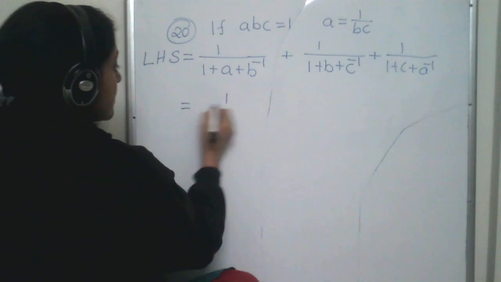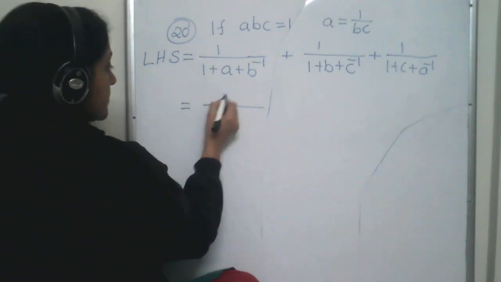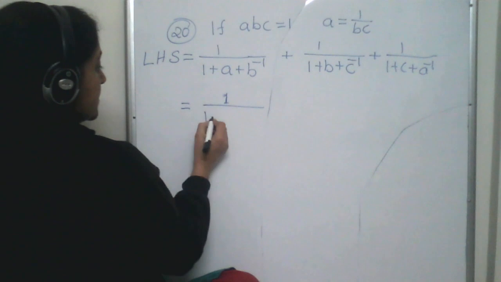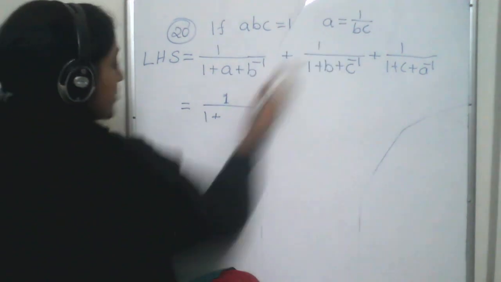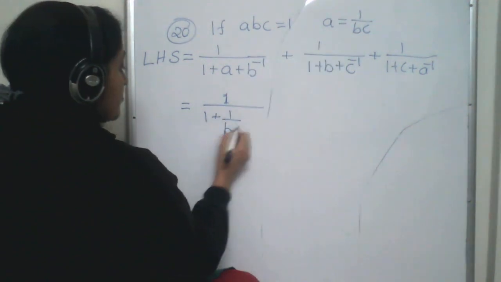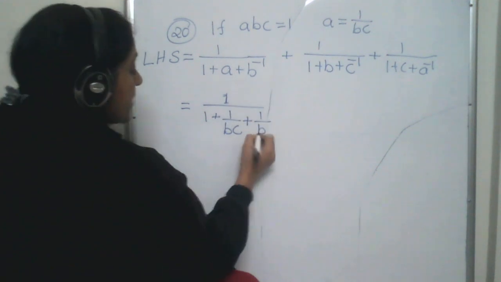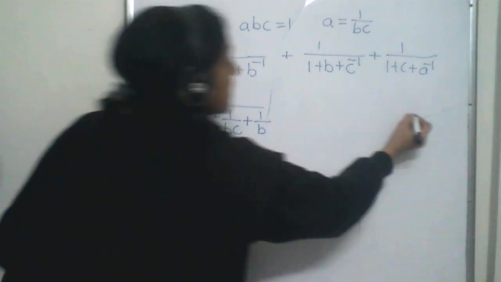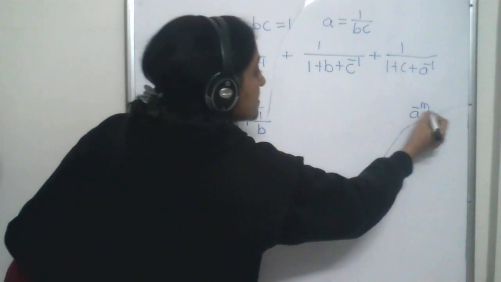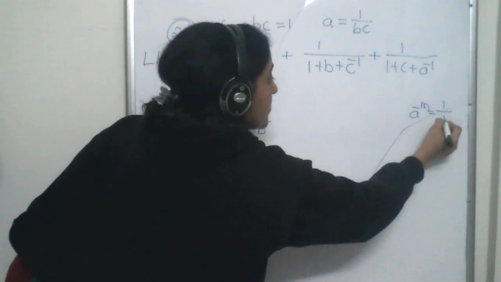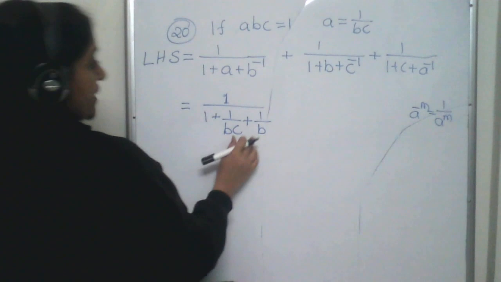Now see here, 1 upon 1 as it is. In place of a I am going to write 1 upon bc plus, this is what? 1 upon b. Why? The rule says that a to the power minus m is equal to 1 upon a to the power m. We are using that here.